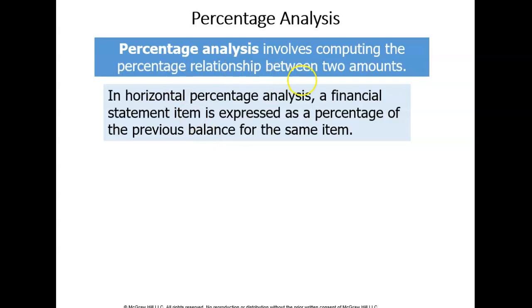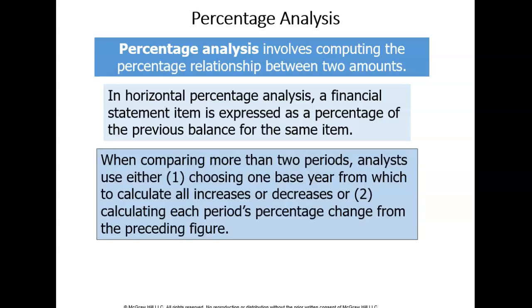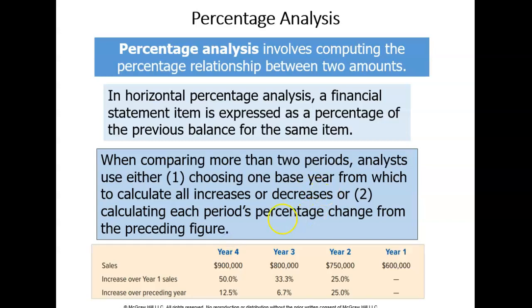In horizontal percent analysis, a financial statement item is expressed as a percentage of the previous balance for the same item. So we're going to compare data for year 3 against data for year 4, but in a percentage format. So we're comparing the two periods. We'll first choose the base year, which will typically be the first year. And then from there, we'll calculate whether there was an increase or a decrease in terms of percentages. Okay? So that's a lot of background information, but now let's look at some actual calculations.